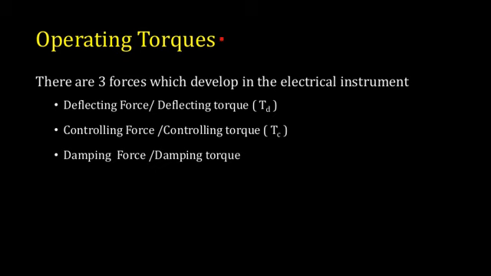The different operating torques or operating forces which develop in a deflection type instrument are the deflecting force or deflecting torque TD, the controlling force or controlling torque TC, and the damping force or damping torque. So you always have these three forces associated with the instrument, which help us to indicate the reading accurately.